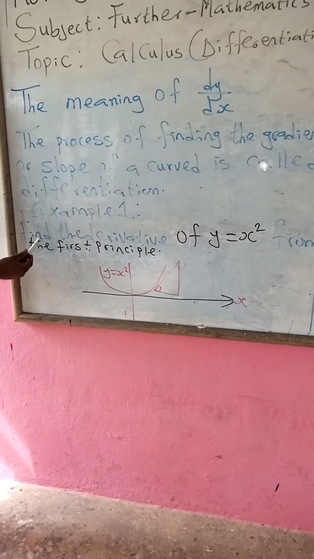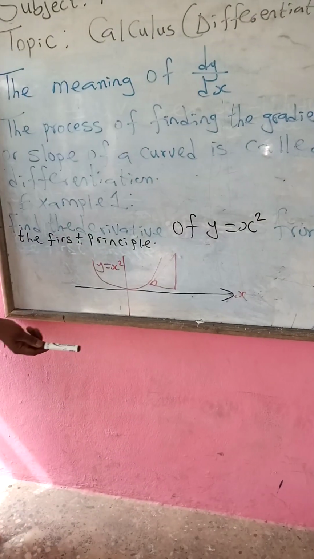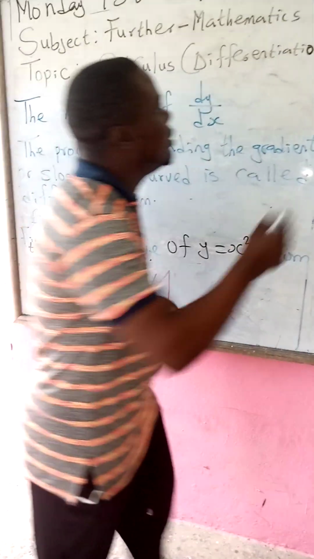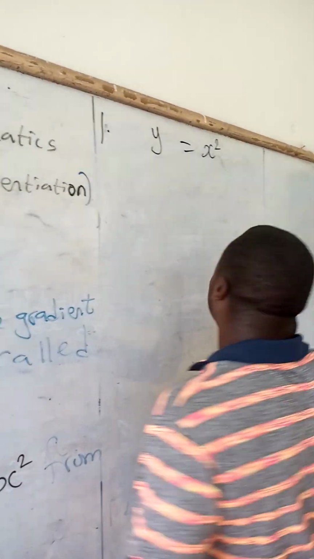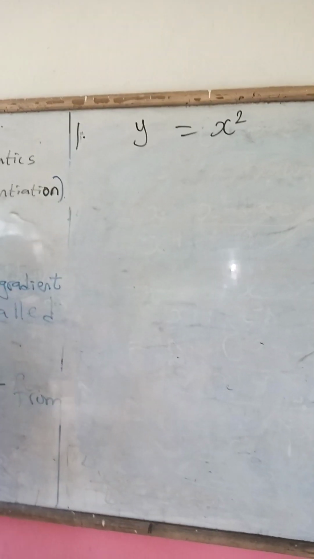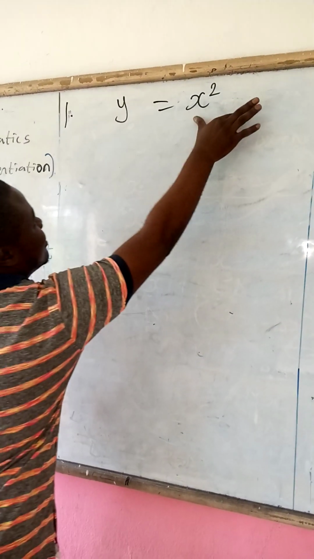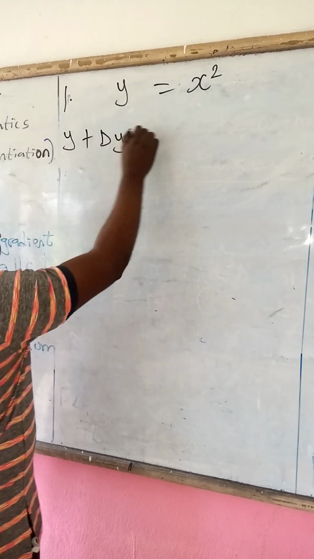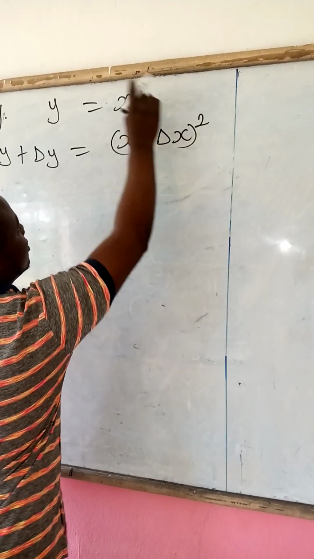Look at the question here. Find the derivative of y equals x squared from the first principle. So how can we differentiate this from the first principle? The first rule states that you add δy to where we have y, and you add δx to where we have x. It's governed by rules. So we have y plus δy equals x plus δx, then you square because of this square.